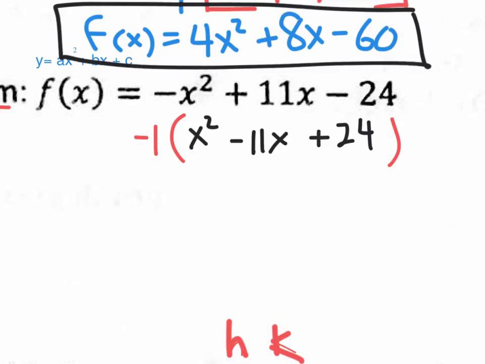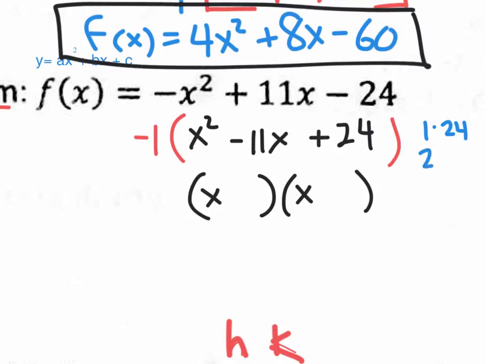And now you could look at the inside and think, okay, what times what is the last number that if you combine gives the middle number? So what times what is 24 that if I combine gives me negative 11? You could make a list if you'd like. You could say, okay, 1 times 24, 2 times 12, 3 times 8, 4 times 6, and those are all the possibilities. Of course, for it to be positive 24, they're either all positives or all negatives. So which pair of numbers combines together to give you the middle value, which happens to be negative 11?